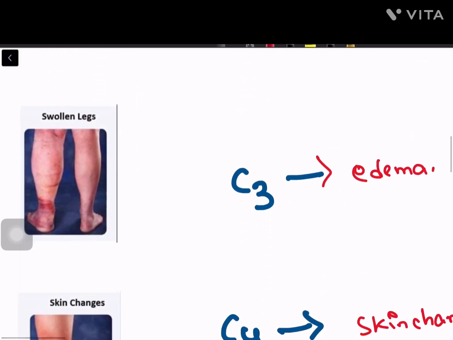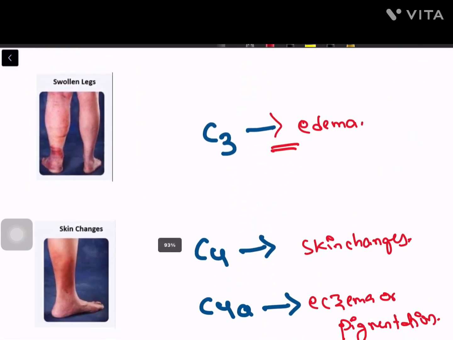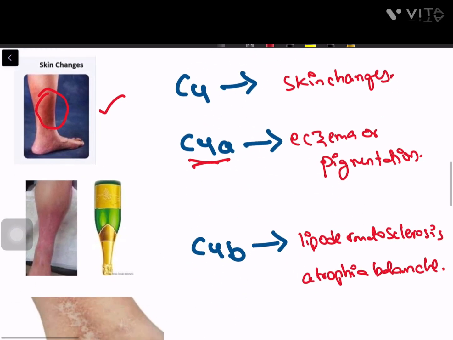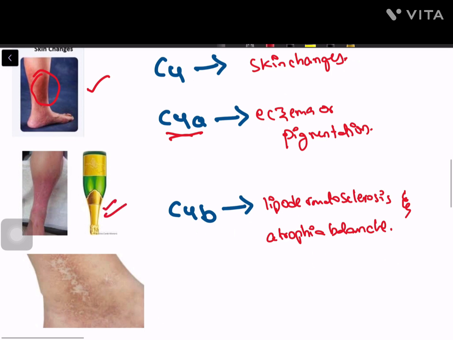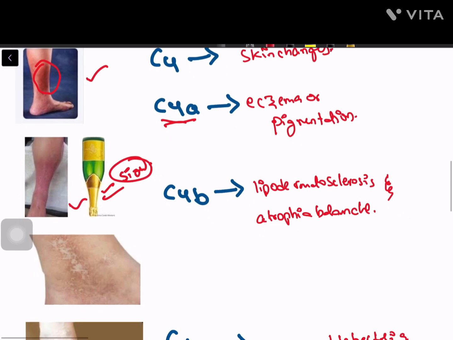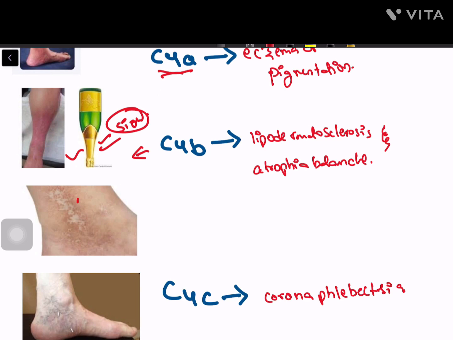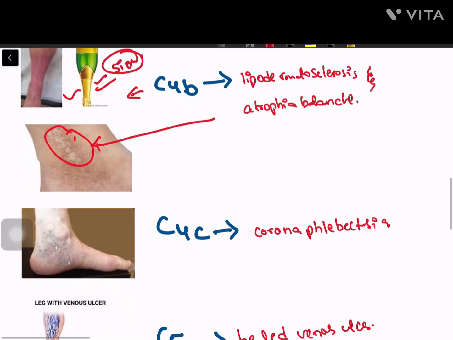And next C3 is edema. C4 includes skin changes. C4A is eczema or pigmentation. We will see the pigmentation on the limb here. And this is the inverted champagne bottle sign. This is important for MCQ. What is it? This is lipodermatosclerosis, and this comes under C4B. Next is atrophie blanche. This is atrophie blanche seen in the C4B classification.